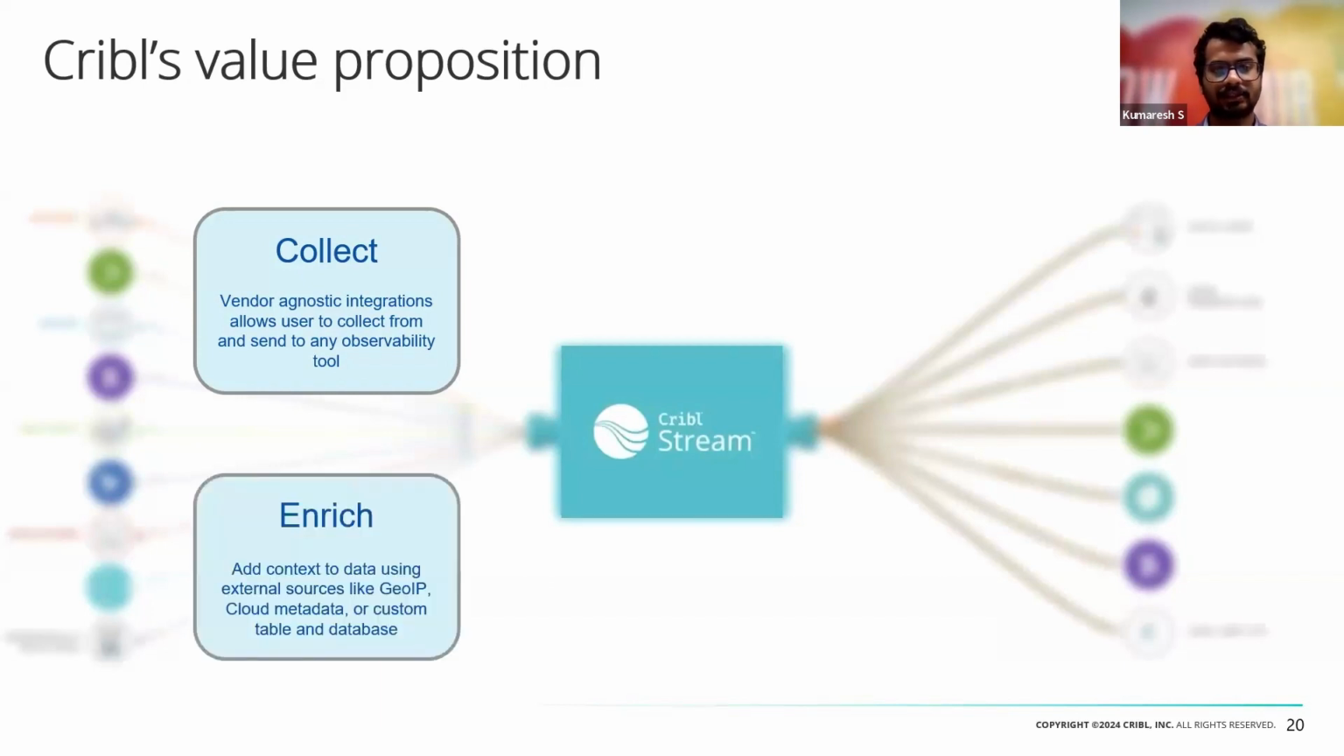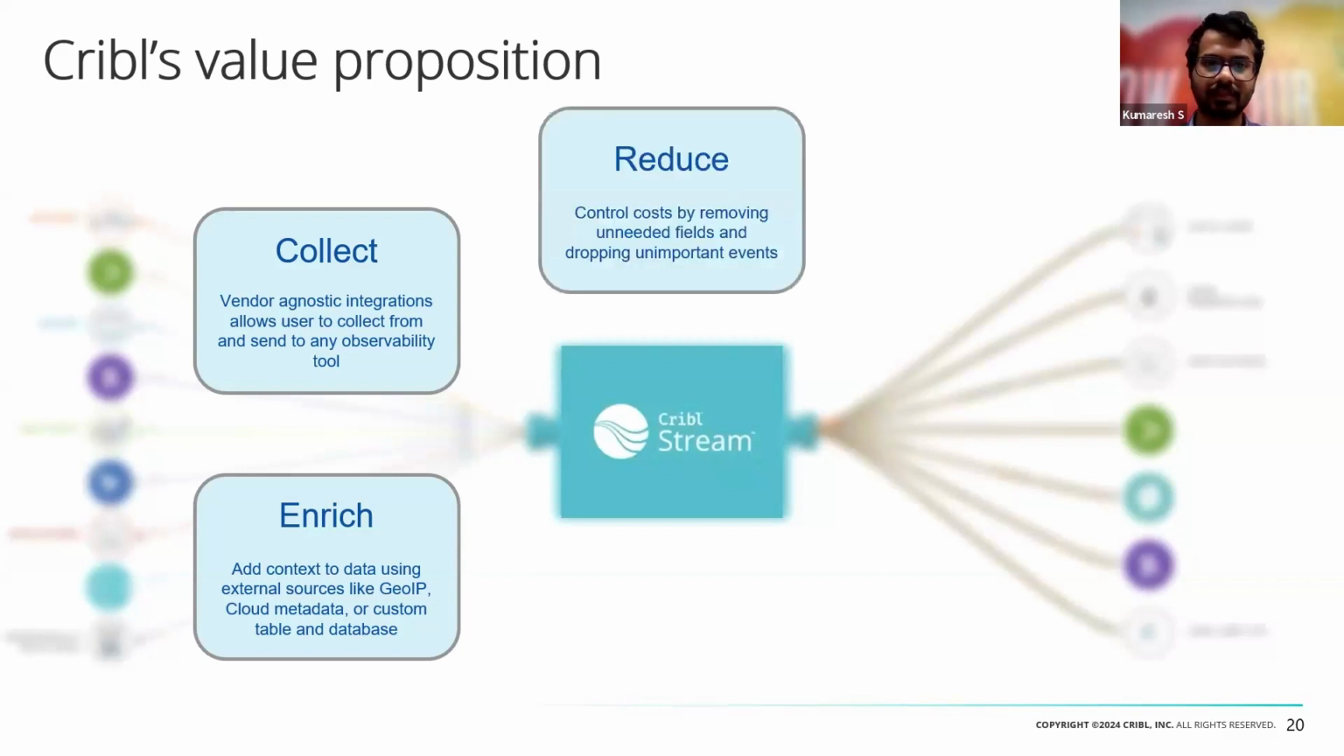And then there is enrich. The data comes in its raw format, and often it may not be complete, in the sense that having a bit more information such as GeoIP, cloud metadata or custom table databases, having that extra bit of information may help the data provide more value at the destination. So it is possible to get the data into Cribl and enrich the data before it reaches the destination. And this is probably the most popular value proposition of Cribl.